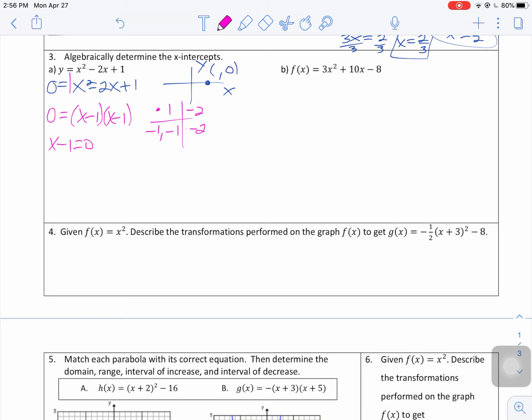Set each factor equal to 0, solve for x. So you basically get the same answer twice. You could just write it once, x equals 1. I'll go ahead and just show you both. So x equals 1.